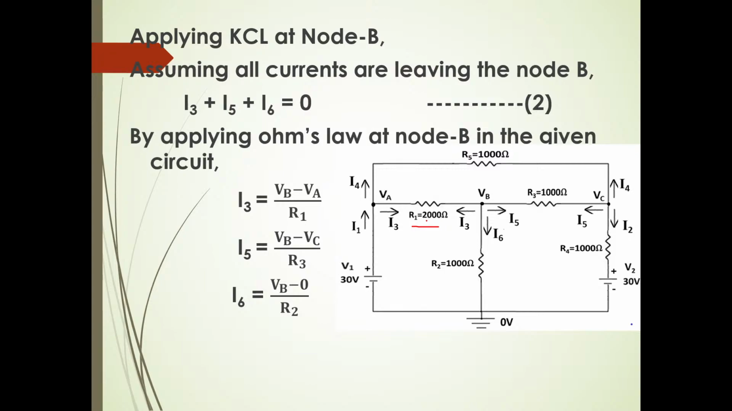I3 is equal to V by R. What is V? V is the potential difference across R1. What is the potential difference across R1? Since we have considered node B, it is VB minus VA by R1 value. Okay, VB minus VA by R1. That is our equation, one of the current equations, the I3 current.